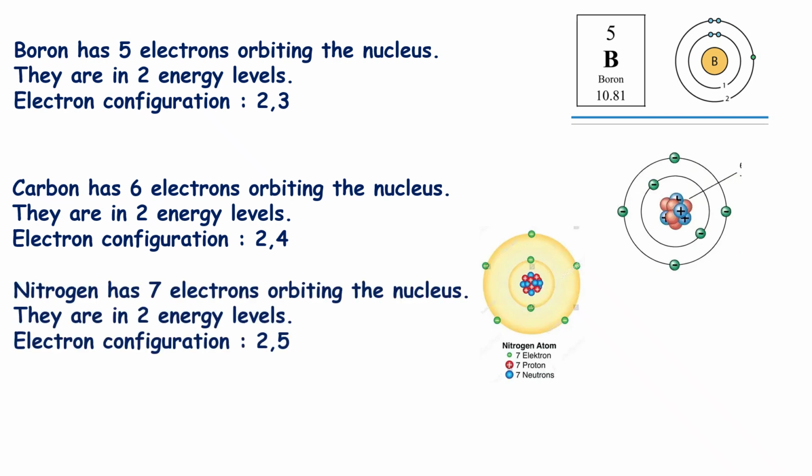Now nitrogen. Nitrogen has 7 electrons because it has 7 protons and 7 neutrons. The 7 electrons are distributed in 2 energy levels. The first takes 2 electrons, and the 5 electrons go to the second energy level. So the electron distribution or configuration is 2, 5.